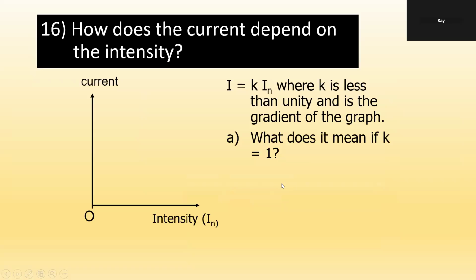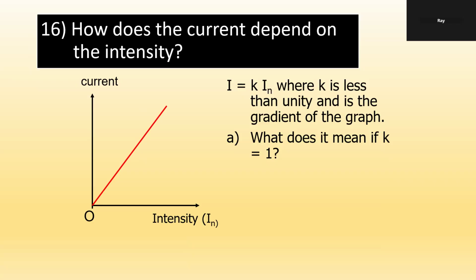How does current depend on intensity? Greater intensity, more electrons emitted. So you can expect the current, which is the number of electrons emitted per second, to be a straight line passing through the origin. What does it mean if k equals 1?